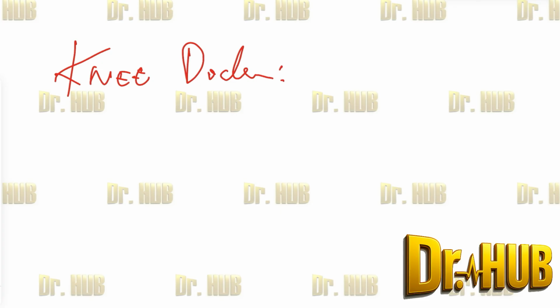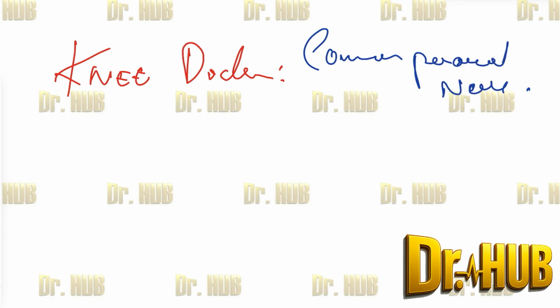Next, moving on, the knee dislocation. In case of the knee dislocation, it is the common peroneal nerve which is involved.